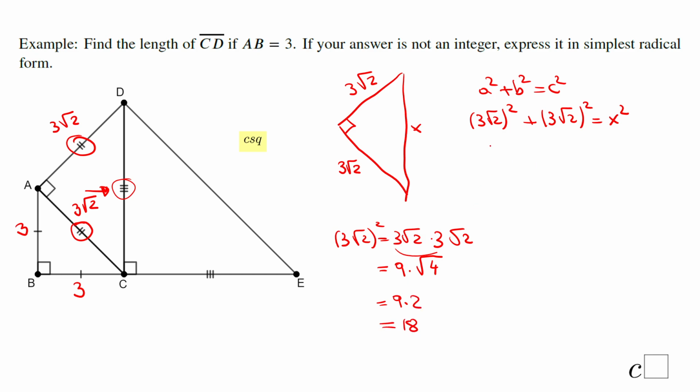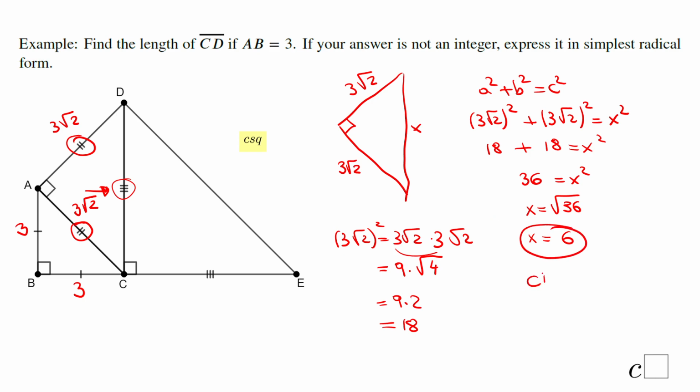So we have here 18. The next guy is also 18. Don't have to do it one more time. Equals x squared. 18 plus 18, that will be 36. And x squared is 36, that means x is square root of 36. And that will be 6.